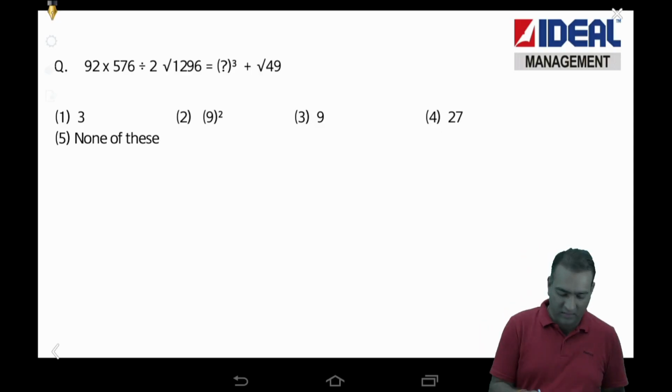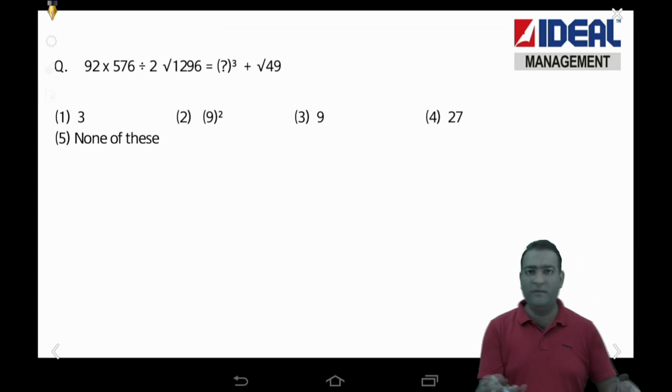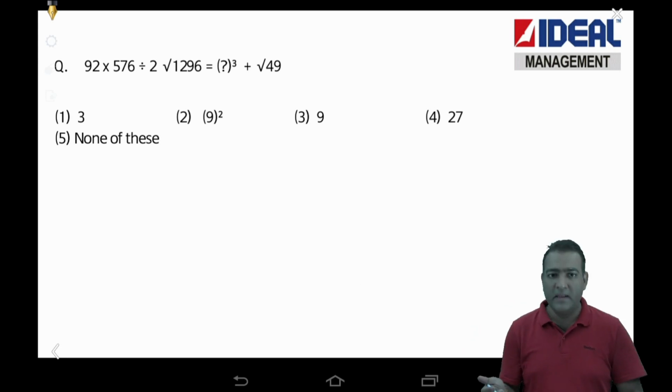Hello guys, so let's do a few more questions on simplification, and obviously we've already discussed these questions come in IBPS and SBI PO exams. Obviously I'm not going to discuss the normal concepts directly, the shortcut. So let's start with a few more questions here. Here we go. Obviously I've taken all these questions straight from actual examinations, right?